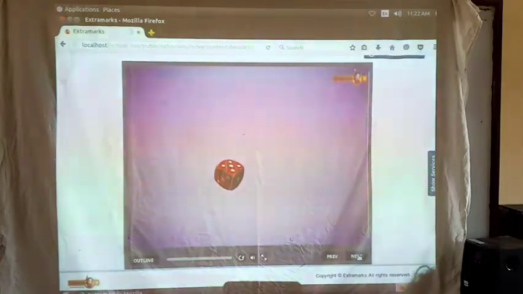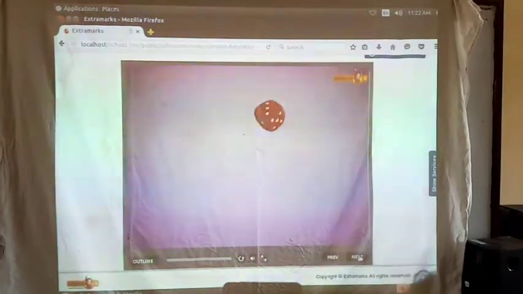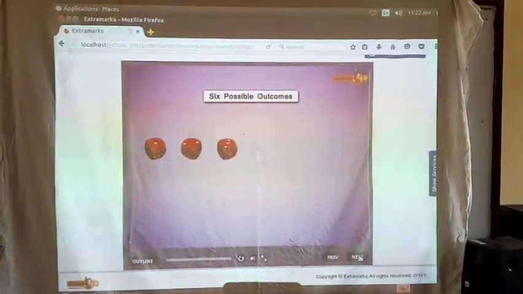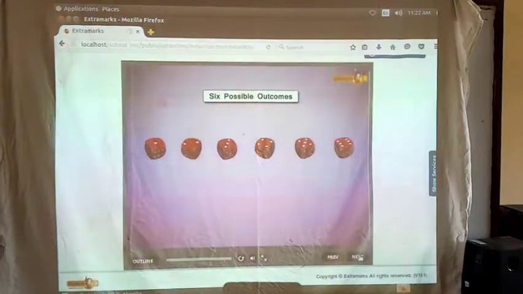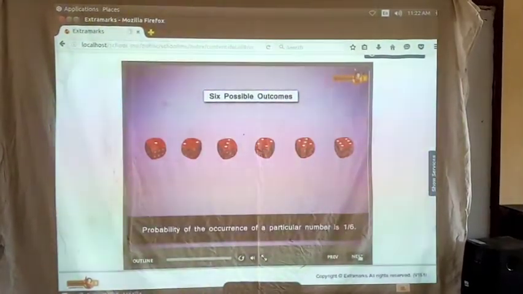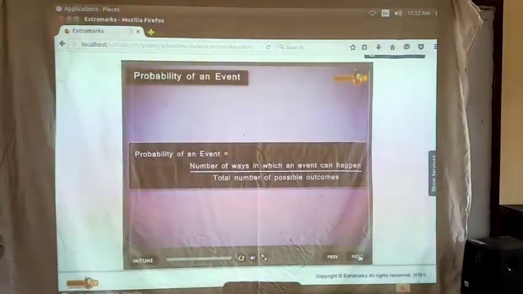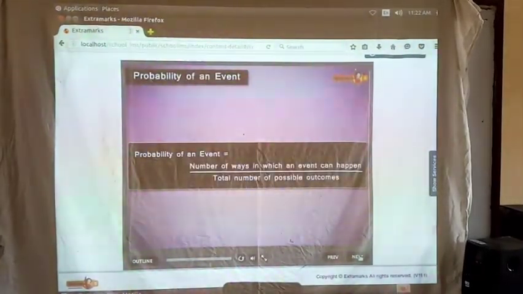We cannot predict it with total certainty, but we can say how likely it is going to happen using the idea of probability. When a die is thrown, there are 6 possible outcomes: 1, 2, 3, 4, 5, 6. The probability of the occurrence of a particular number is 1 upon 6. Probability of happening of an event is equal to the number of ways it can happen upon the total number of possible outcomes.